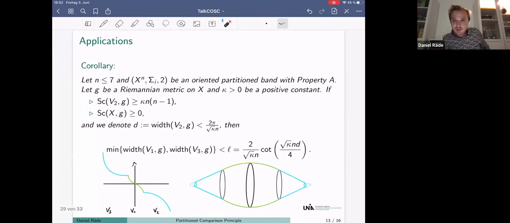And then you just see what you have done. So you look at an application. And the application we're interested in is we look at a band which is divided into 3 segments. So you have a middle segment, and then you have a left and a right segment. And the statement is the following: if the scalar curvature of the middle segment is positive, so you can find some kappa such that you have this lower bound, and the scalar curvature of the whole thing is non-negative. Okay, so in particular on the left-hand side and on the right-hand side, you have non-negative scalar curvature.